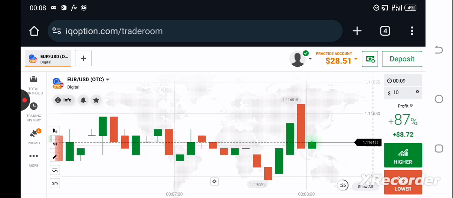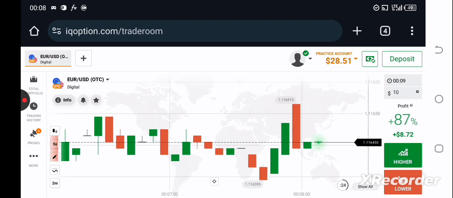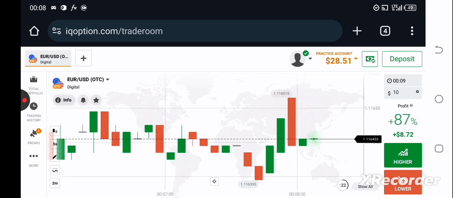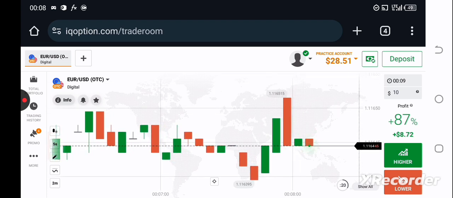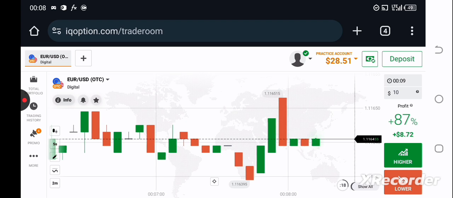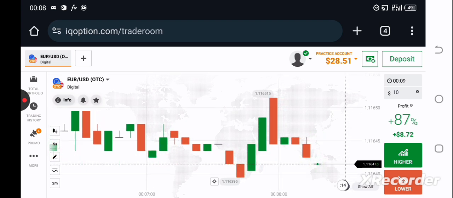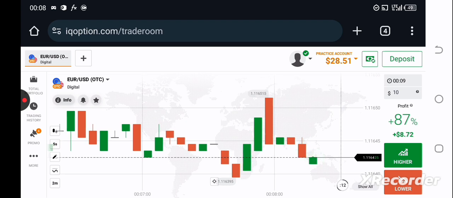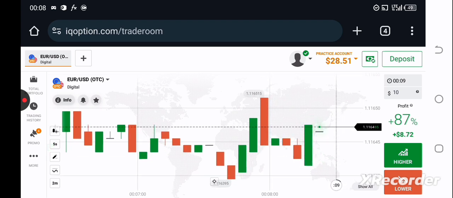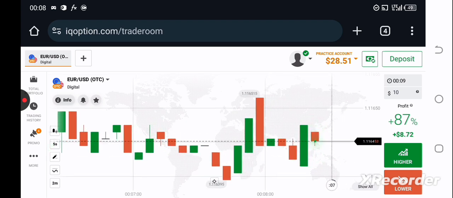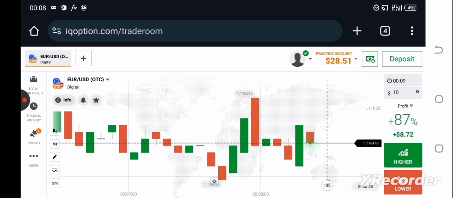Indicate the wick of the candle. Draw the candlestick indicating the wick, the upper shadow and the lower shadow. Draw a bullish and a bearish candlestick, please, indicating the upper shadow and the lower shadow, or the upper wick and the lower wick. Okay, so you can draw it so that you can better understand these things.